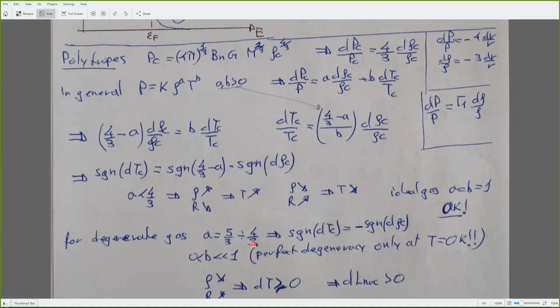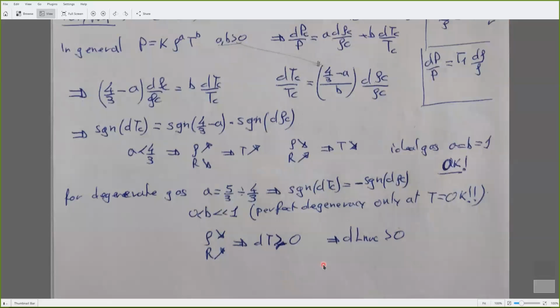But if you consider the degenerate gas, A is no longer less than 4/3; it is between 5/3 and 4/3, so it is a range that is above. So the sign is the opposite, and P is not exactly 0, it is more than 1. As I said, perfect degeneracy exists only at absolute zero. We are always in a state of mixed values. In this case, we have the opposite: if we drop the density, the temperature will increase. That means an increase in nuclear production.